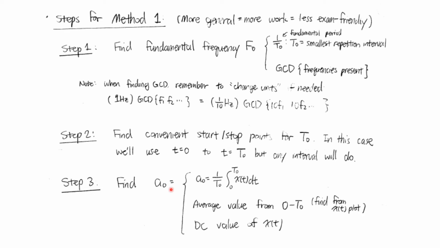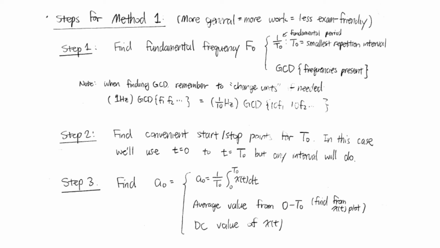A0 is something that we usually find separately because in the general form, sometimes you run into a singularity or divide by 0 situation for the k equals 0 term. So in that case, you can use L'Hopital's rule, but the other reason that we find this separately is because if you plug in k equals 0 in the general integral that we're going to use, you're going to get the expression for an average value or a DC value, which sometimes you can find graphically, and that will save you some calculus.